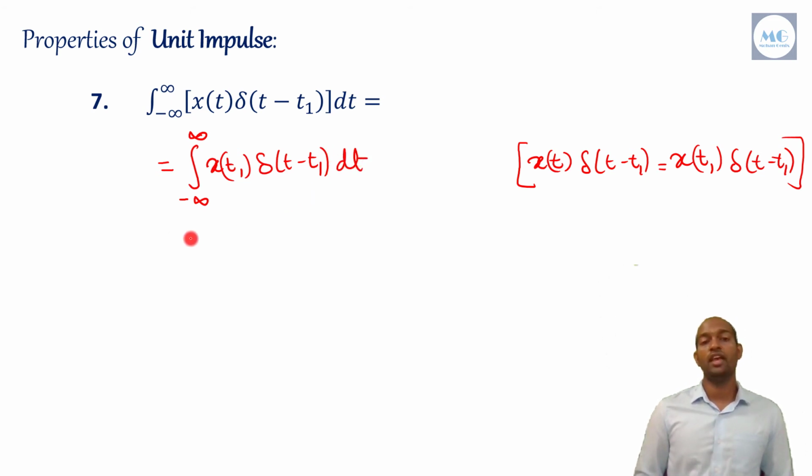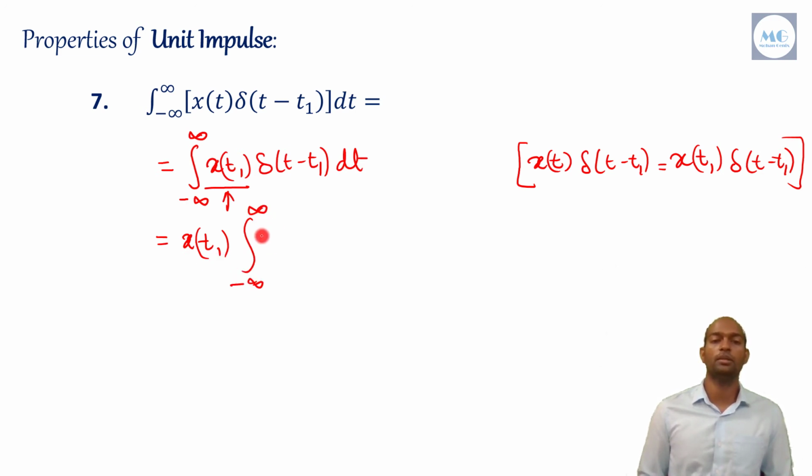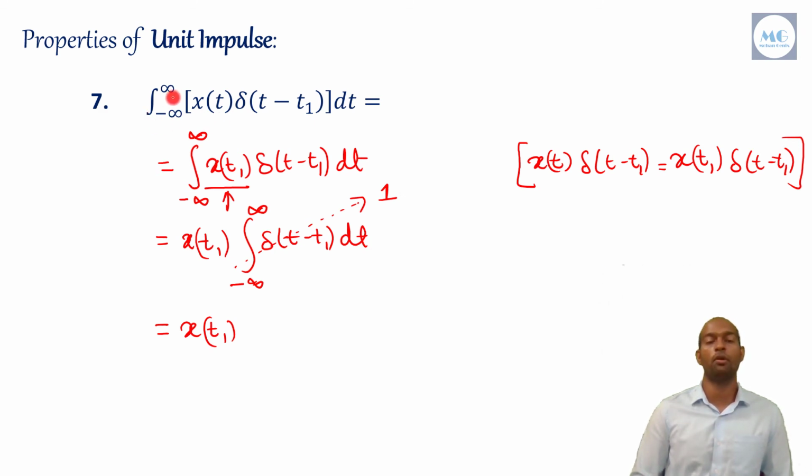Now we can say that this is a constant, as it is x t1. Any constant quantity can be taken out of the integration. That's why I have kept it here. So x t1 times the integration from minus infinity to plus infinity of del t minus t1. And as we know, the area of any unit impulse function is 1. That's why its value will become x t1. So this property is: the integration from minus infinity to plus infinity of x t del t minus t1 is x t1.